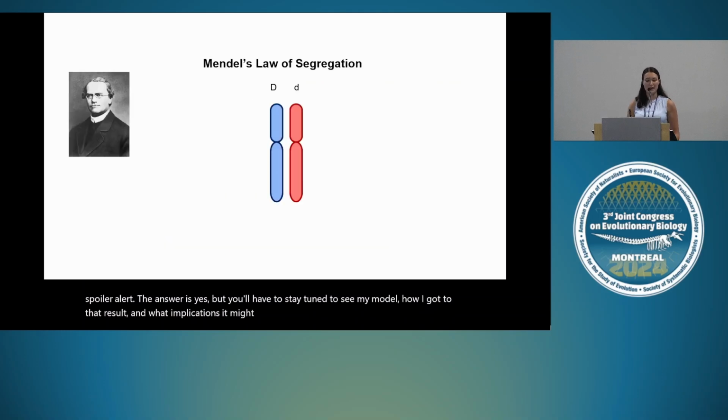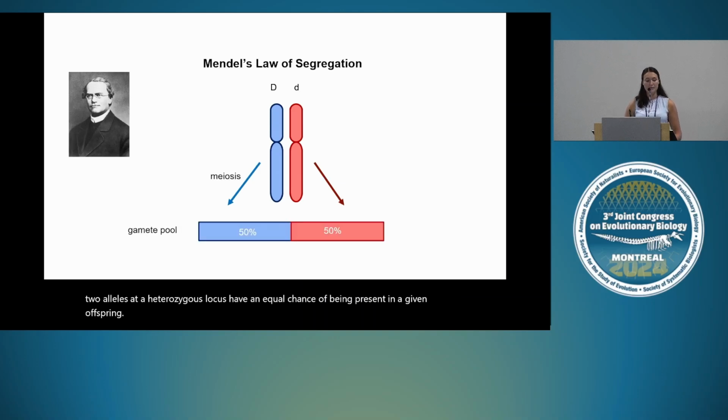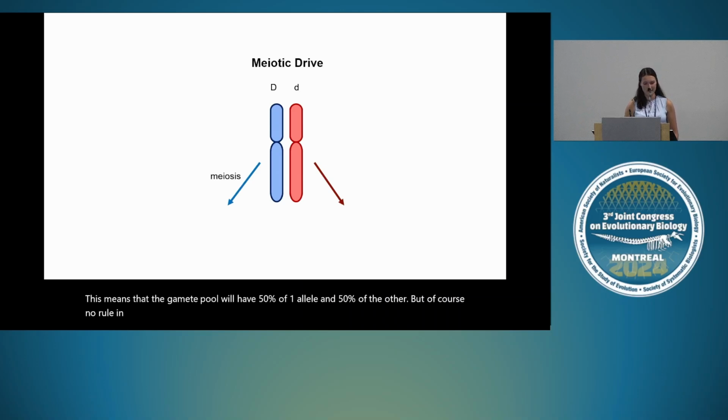Let's start with the very basics, Mendel's law of segregation. This is something we learn in college genetics or even in high school biology, and it's based on the observation that because chromosomes segregate during meiosis, the two alleles at a heterozygous locus have an equal chance of being present in a given offspring. This means that the gamete pool will have 50% of one allele and 50% of the other.